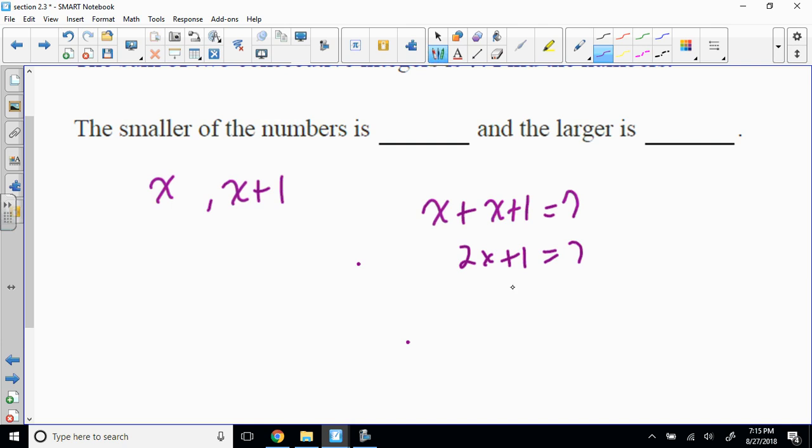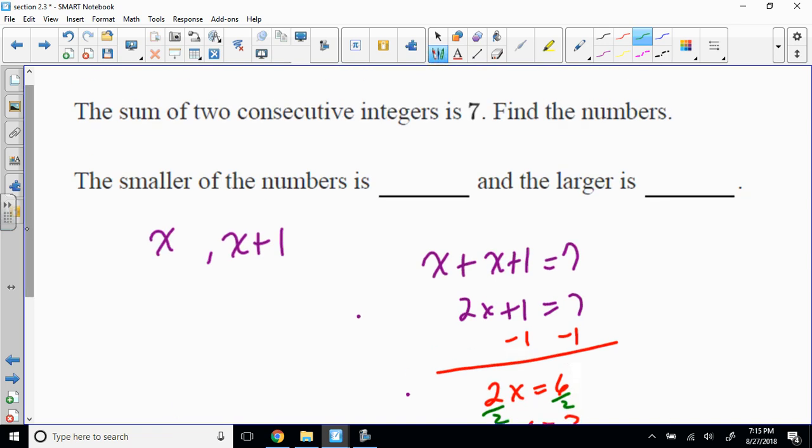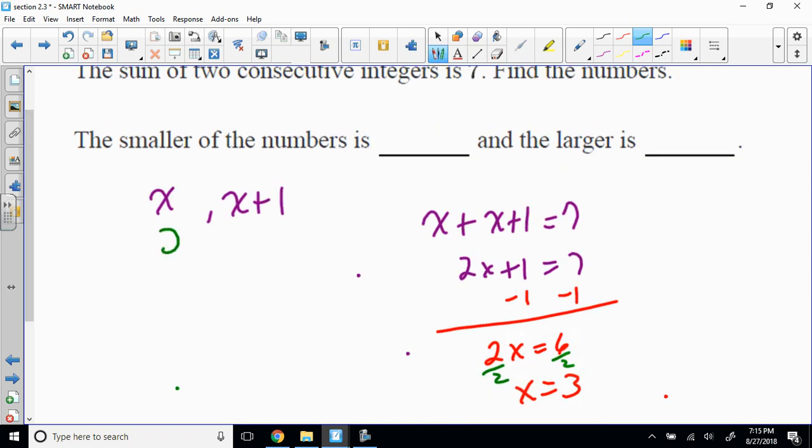And then we'll just solve this equation. 2x equals 6, x equals 3, right? Because I divided both sides by what? 2, right? So the smaller of the numbers would be what? X is 3, then that would be 3 plus 1, which equals what? 3 and 4.